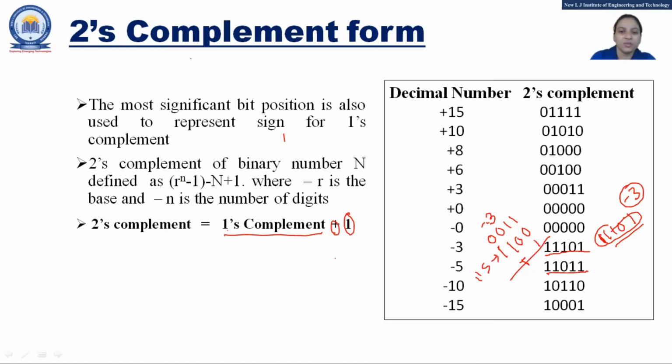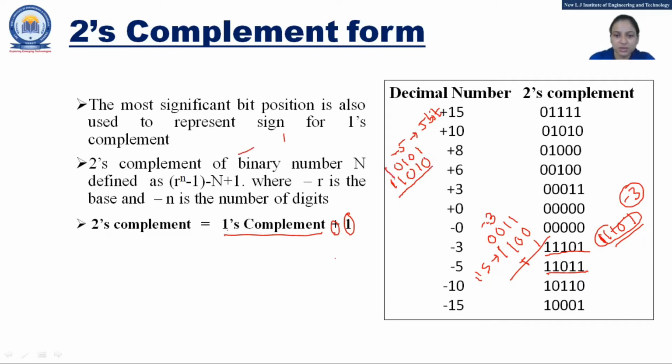If I want to represent minus 5 in a 5-bit representation using 1's complement, 1 is reserved for the negative sign. Now the normal binary representation is 0, 1, 0, 1, right? Now for the 1's complement, 1 is replaced with 0, and 0 with 1, right? So this is the 1's complement representation.